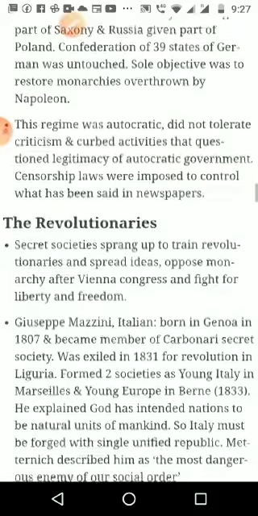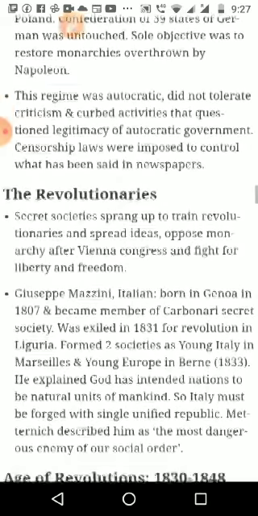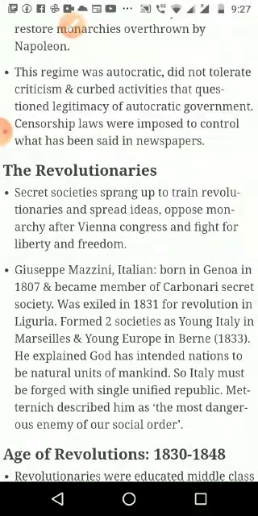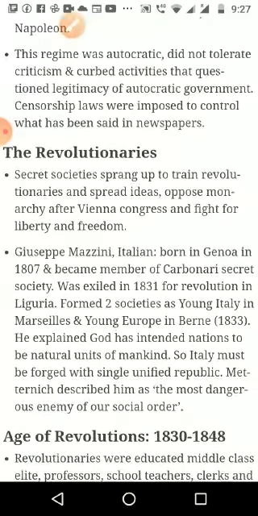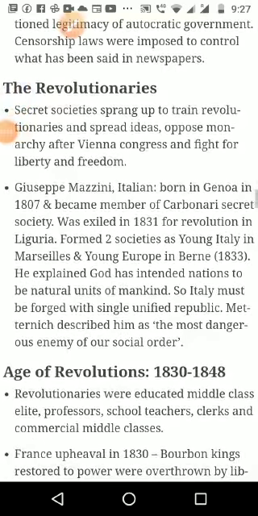The sole objective was to restore the monarchies overthrown by Napoleon. This regime was autocratic, did not tolerate criticism, and curbed activities that questioned the legitimacy of autocratic government. Censorship laws were imposed to control what was said in newspapers.